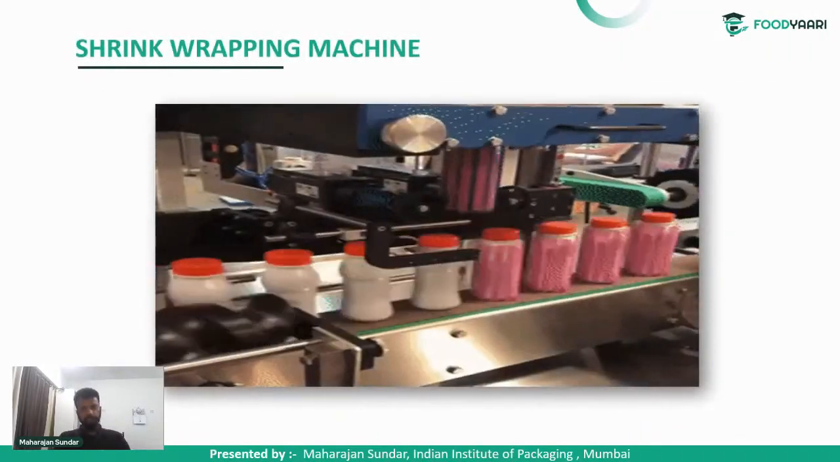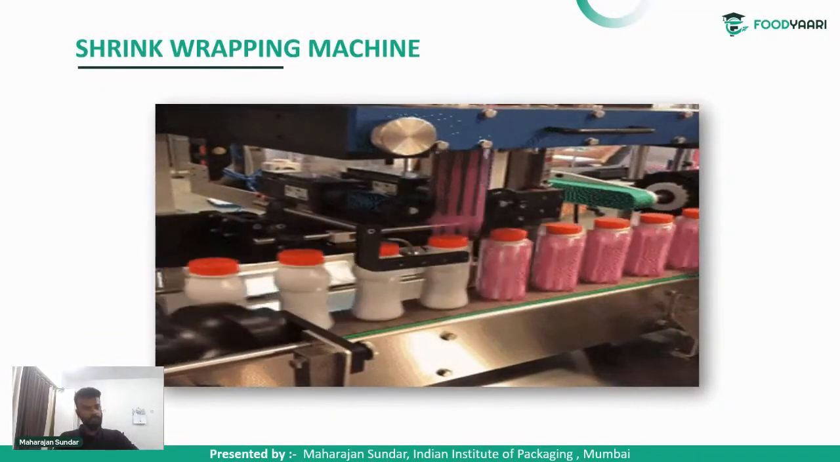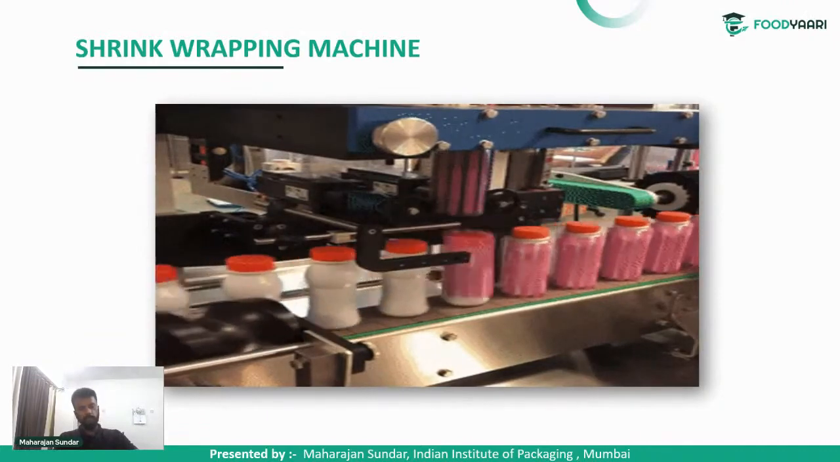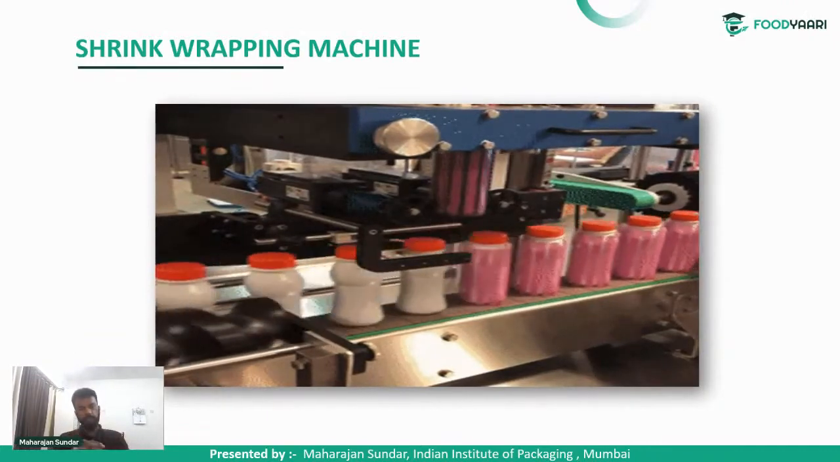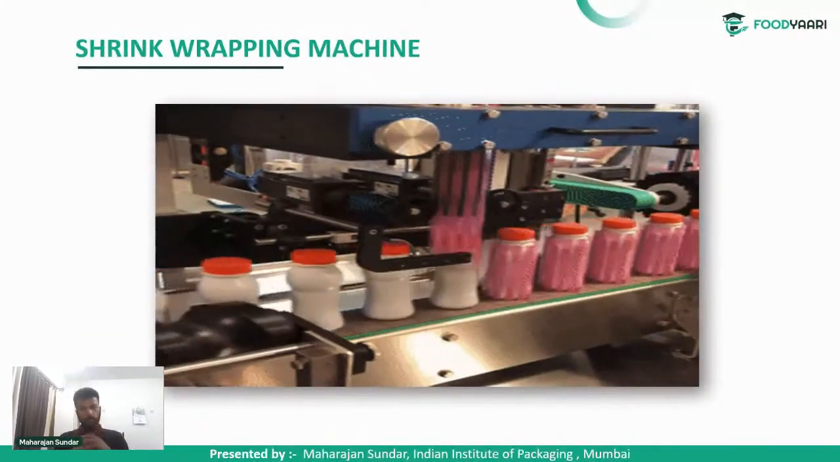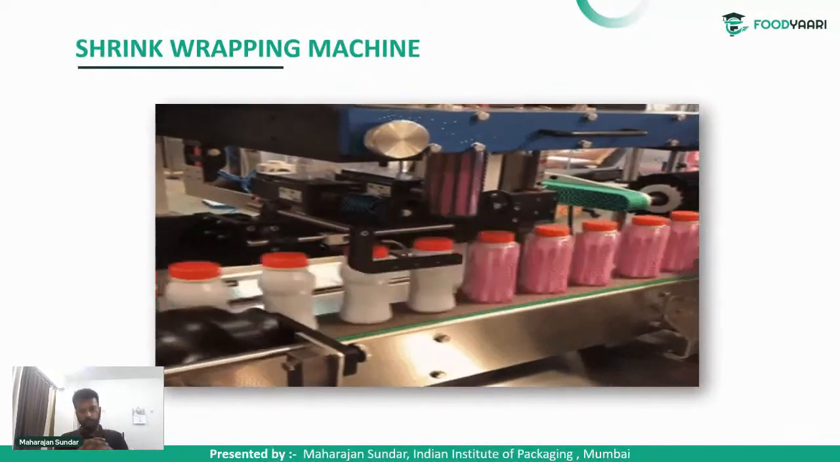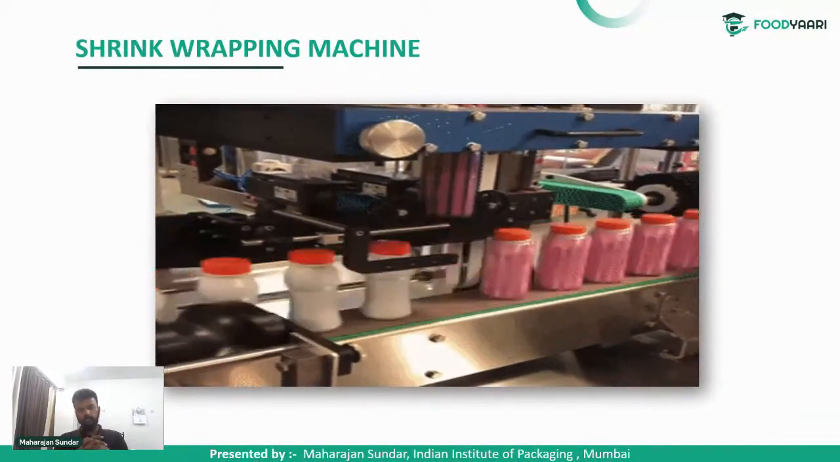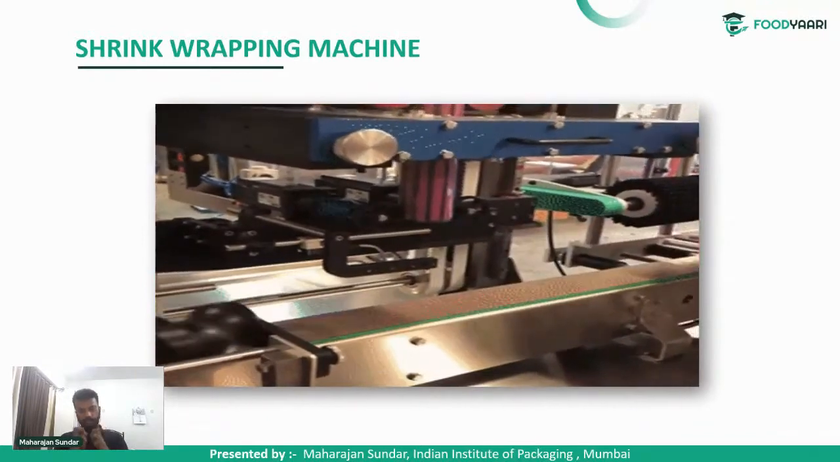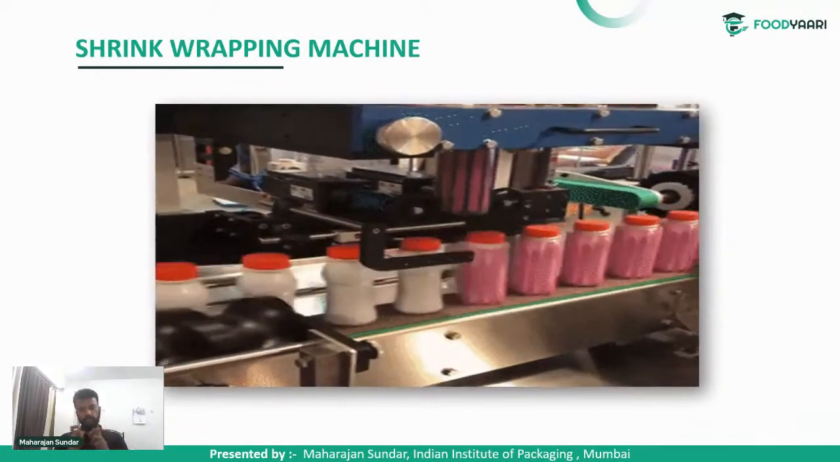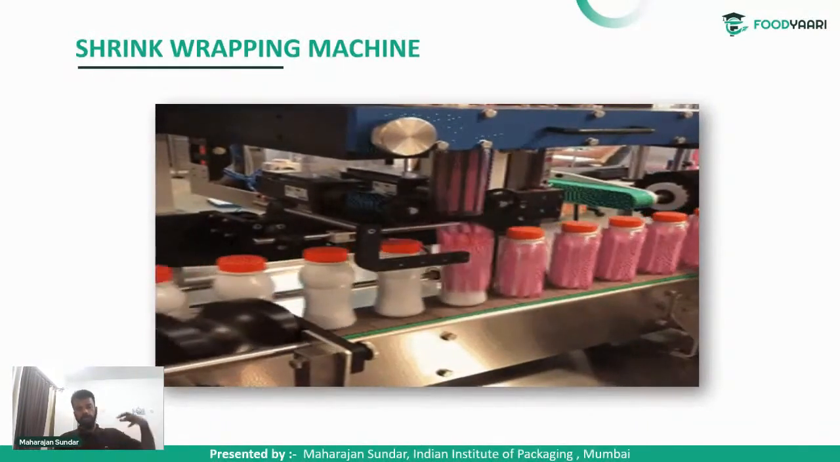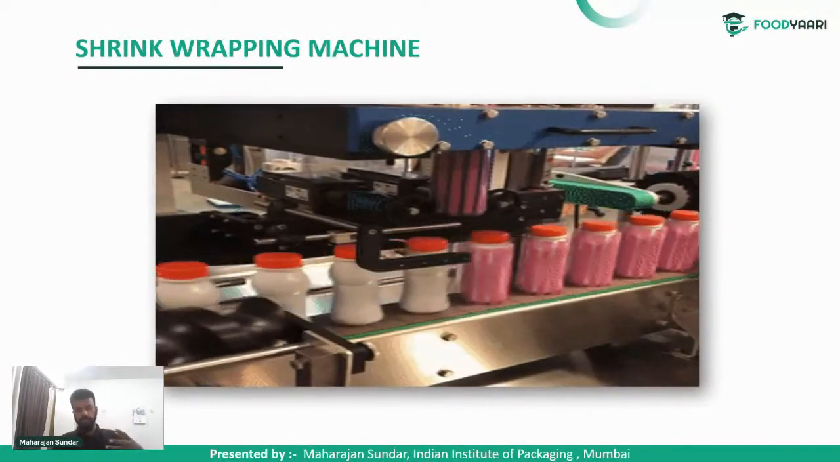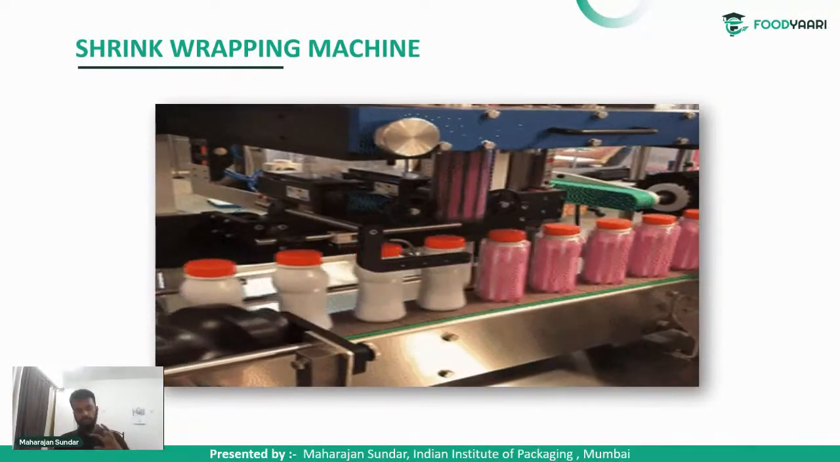Then the shrink wrapping machine. Shrink wrapping machines we already saw; I've already told you. Shrink wrapping machines are a kind of labeling, and they can also be used as a tamper evident. What you are seeing is a beverage bottle.